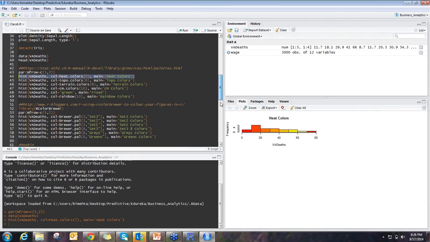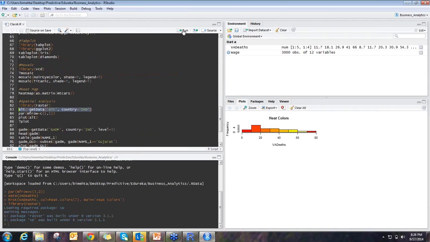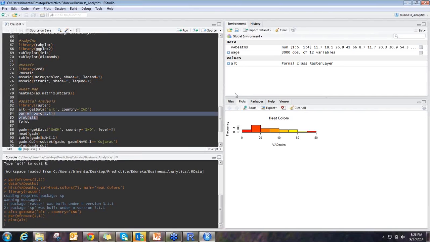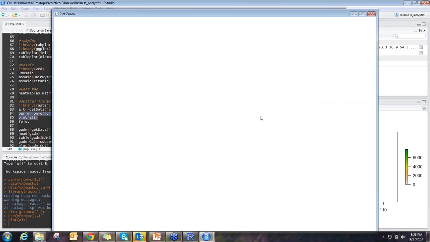Like this. Also, let's say I want to do some spatial analysis like I told you about. Remember? So I have a library for that. I load that library. Someone has pre-written it. I will download the India map for that. And then I'll plot the different altitudes of India. So if you see this graph, that will appear right now. It will plot the different altitudes of India.